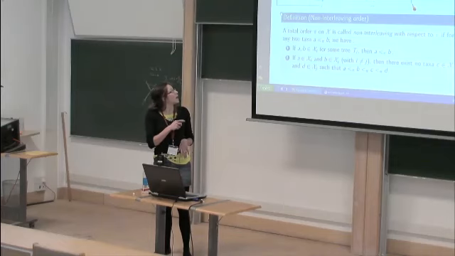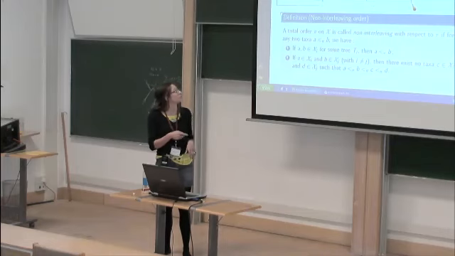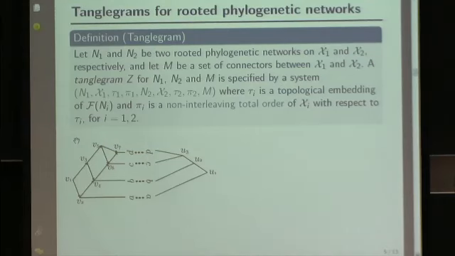But some crossings that involve reticulate edges are possible. So this is our definition of a tangram for rooted phylogenetic networks. I just wrote the definition here, so it's just a system. It's really ugly to see, but what we have to try to find is a topological embedding tau 1 for Fn1, tau 2 for Fn2, and then two non-interleaving total orderings of X1, X2, where X1, X2 are the taxon sets, and they both are non-interleaving with respect to their tau.